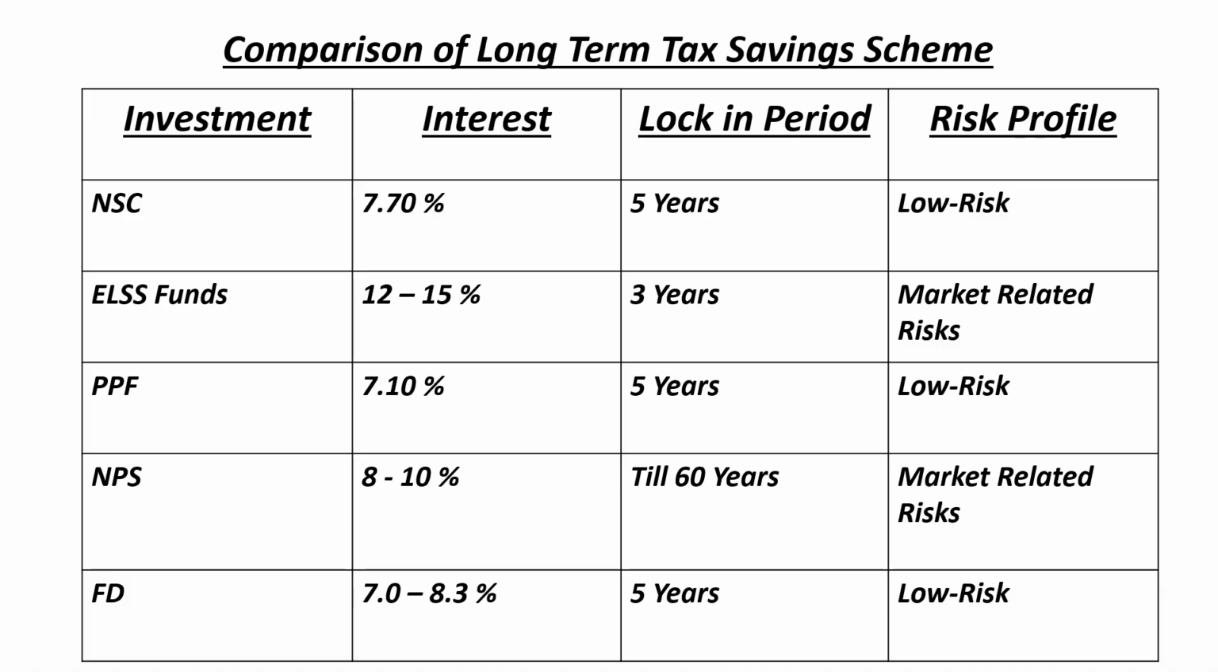Risk is market related. Investment in public provident fund. The rate of interest is 7.1%. The lock-in period is 5 years. Risk is very low. Then investment in National Pension Scheme. The return so far from NPS is from 8 to 10%. The lock-in period is till the individual reaches 60 years. The risk associated with the NPS is market related.